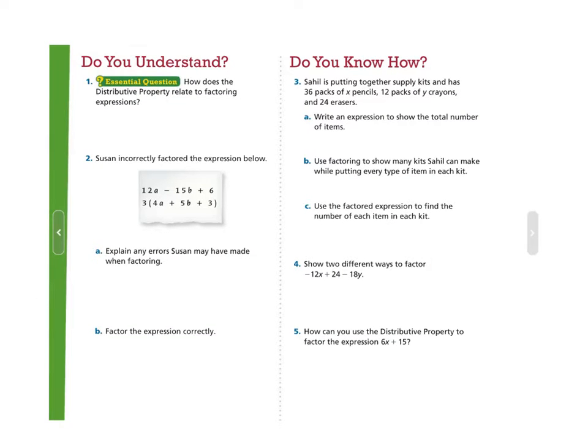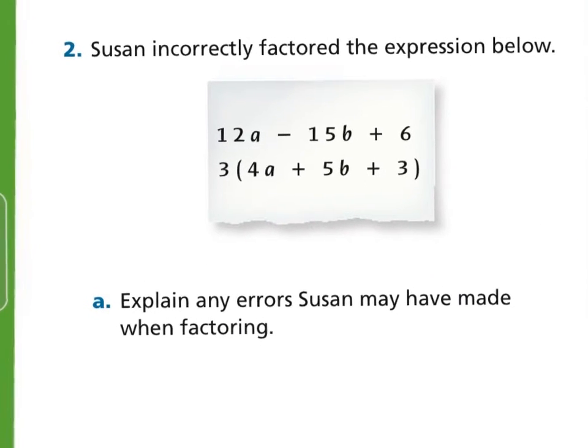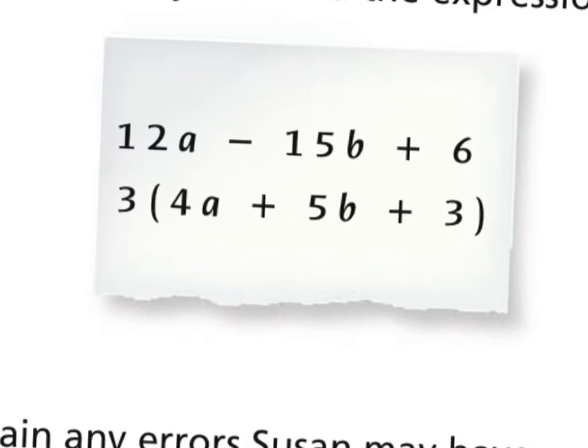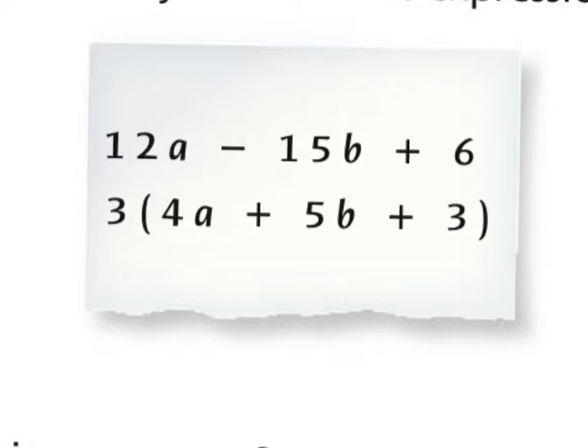So if we look at "Do You Understand?" number 2, Susan incorrectly factored the expression below. Explain any errors Susan may have made when factoring. So again, since they're subtracting here, if you want to add the opposite, if that helps you to see that. And then they factored out a 3. So what we can do to check them on this is we can actually distribute here and see what we come up with. And then that's going to tell us what the mistakes might have been.